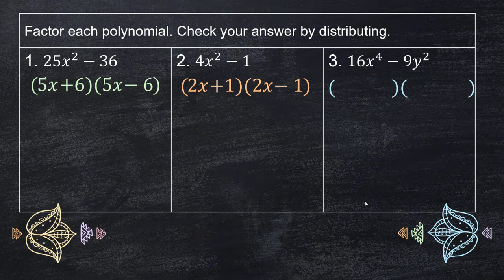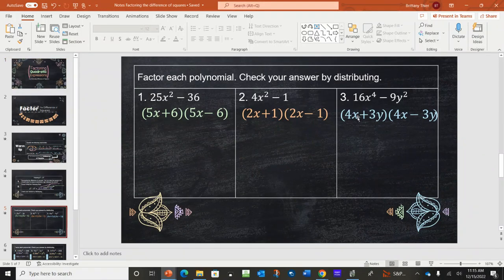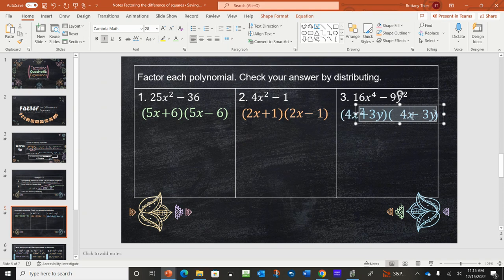Number 3, we do have the difference of squares. The square root of our first term would be 4x squared. The square root of our last term would be 3y. I was noticing that this is x to the fourth, but I don't have the x squared here. If I distribute 4x times 4x, that would not give me 16x to the fourth. So I have a mistake there. I'm going to go back and correct it right now. That should be 4x squared.